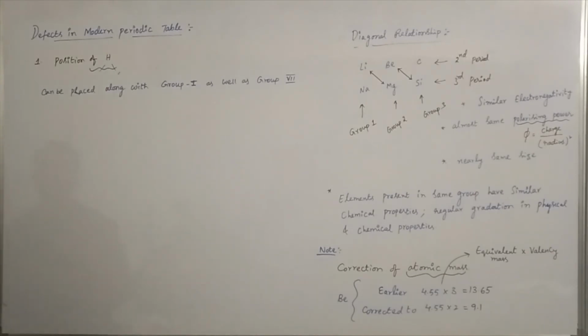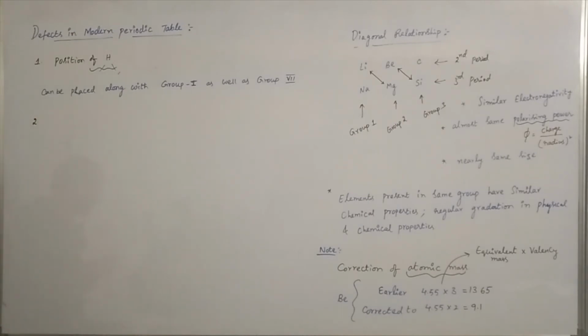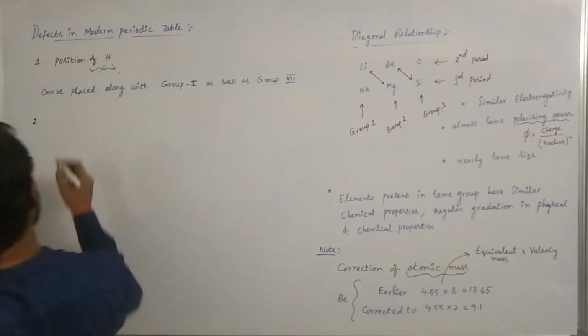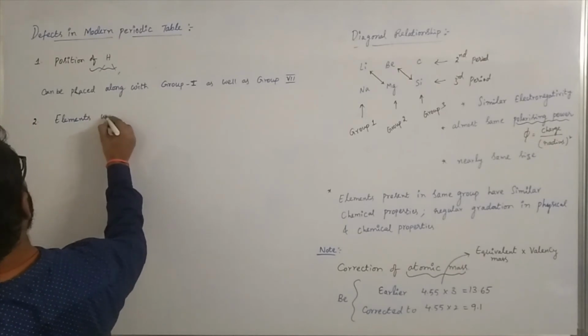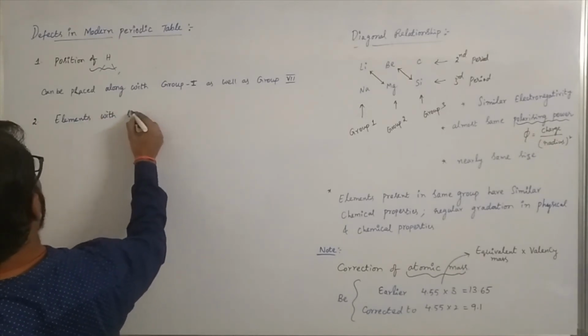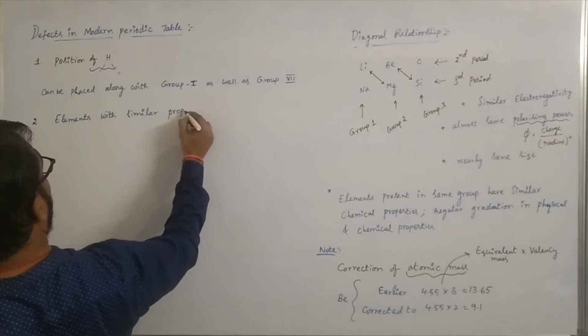Next, second, similar elements are separated, dissimilar elements are placed together. Right? Elements with similar properties are separated. For example, elements with similar properties are separated.